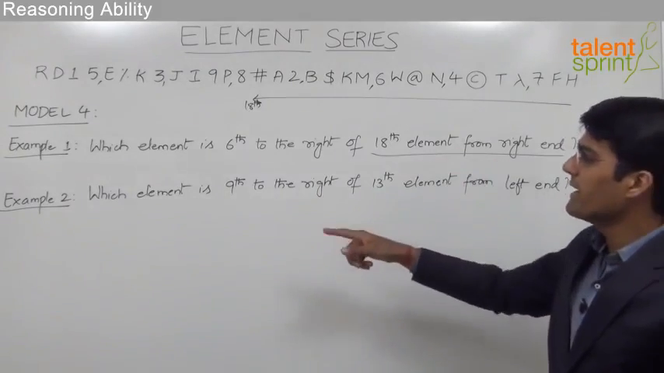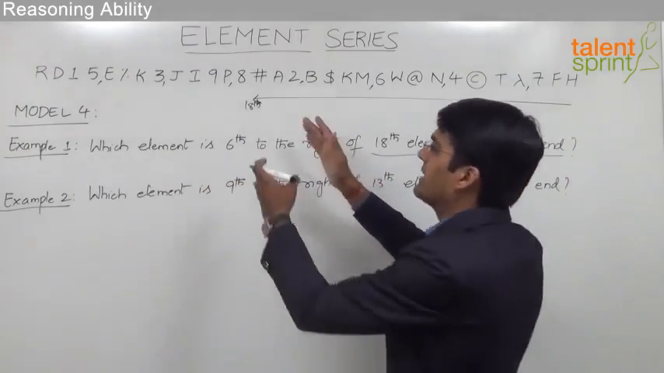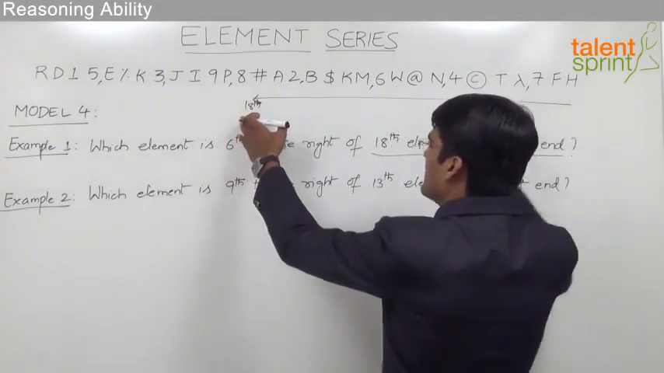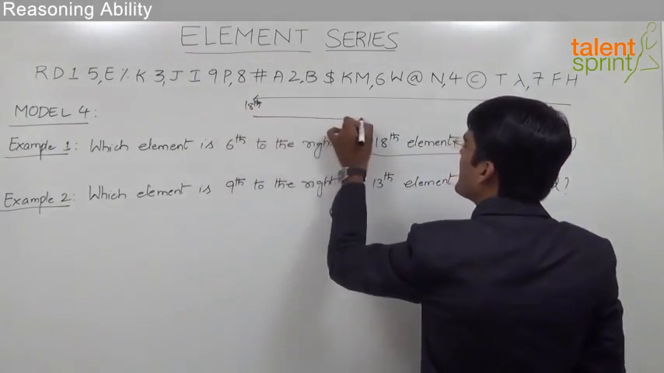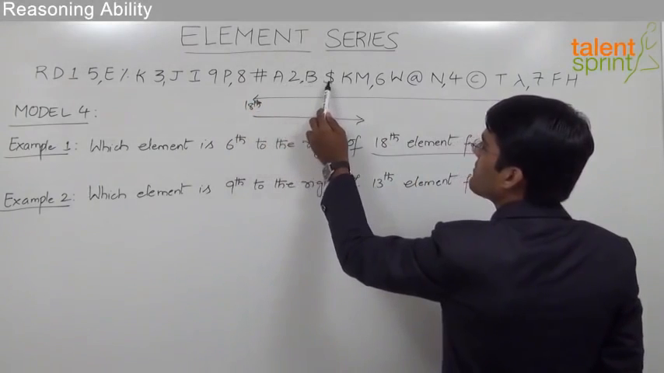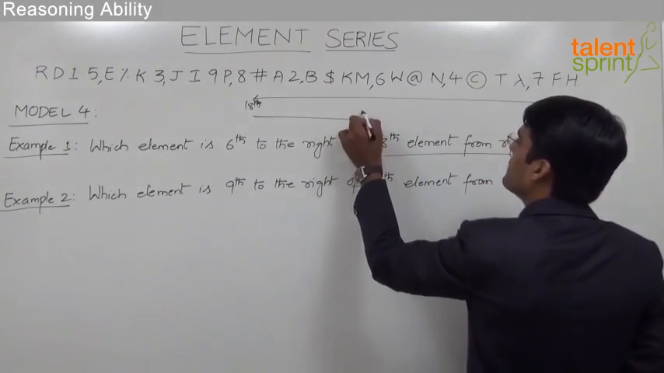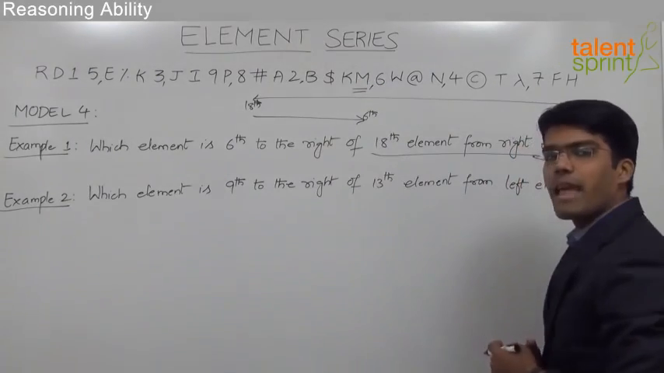So now we need to find out the element which is 6th to the right of hash, and the right side of hash is in this direction. So moving back 6 positions, we can say that the 6th element to the right of hash will be 1, 2, 3, 4, 5 and 6. That is going to be M. So our answer here is M.